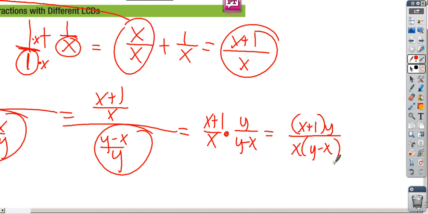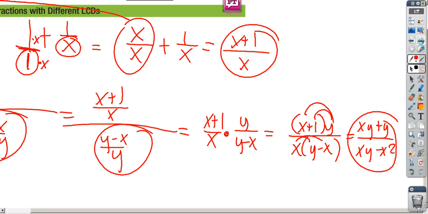And sometimes you can leave it like this, but in certain cases they actually just multiply this out, so we might as well do that. Y times that would be xy plus y, and x times that would be xy minus x squared. So either one of those is fine.